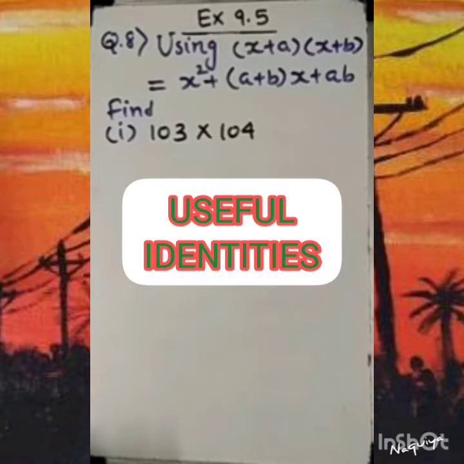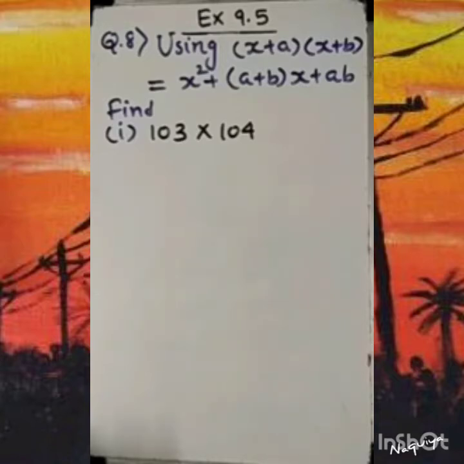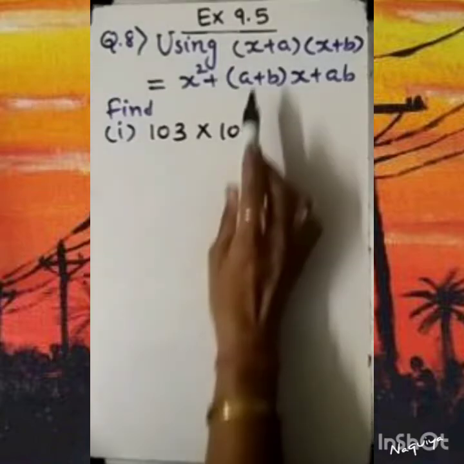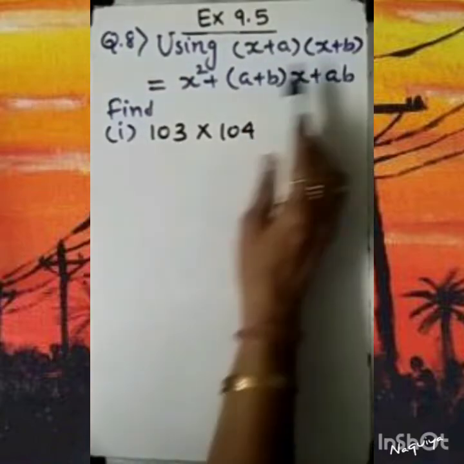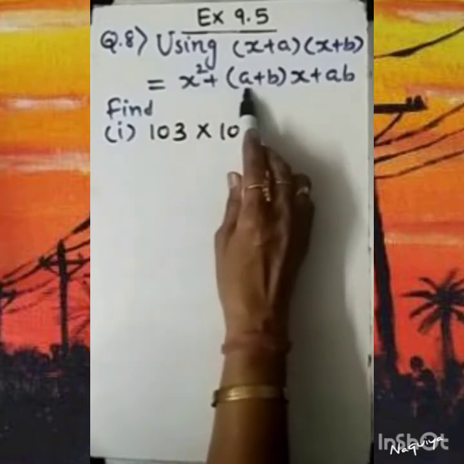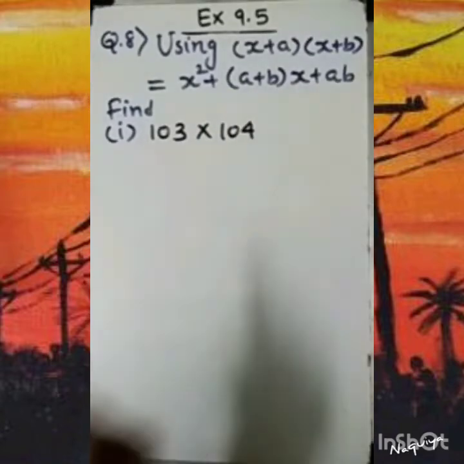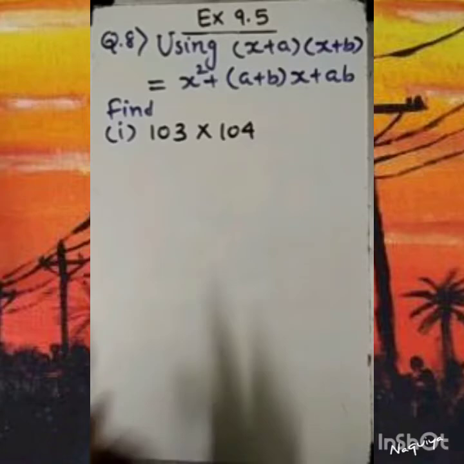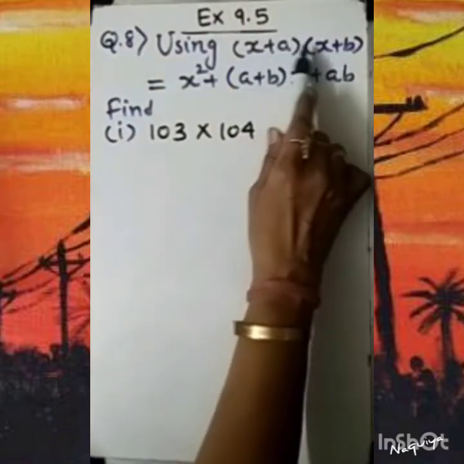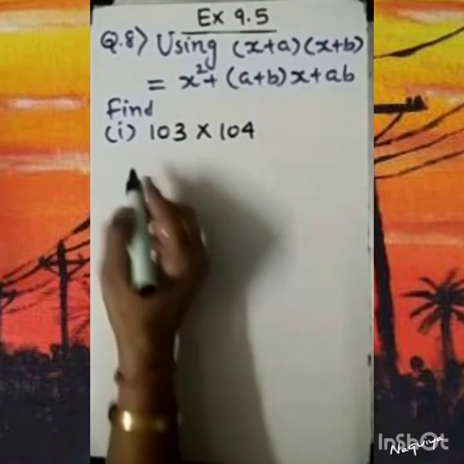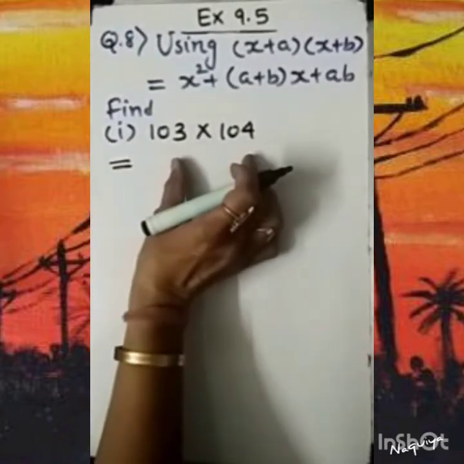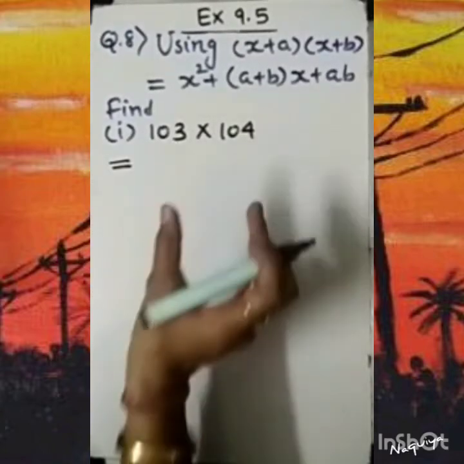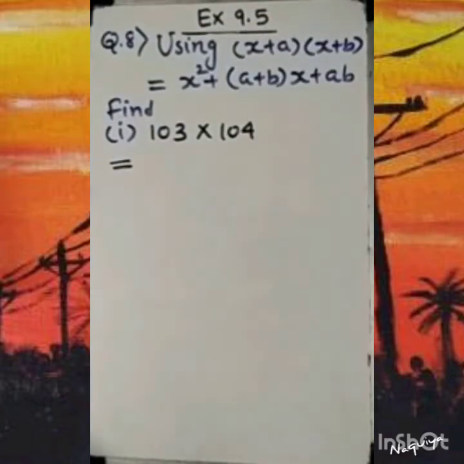So my dear student, exercise 9.5, the question number 8 is in front of you. Here we have to use the useful identity. You know very well which is the useful identity. That is x plus a, x plus b equal to x square plus a plus b, x plus ab. This identity is applicable when the first term is similar, but the second term is different. So let's evaluate this multiplication by using this identity.